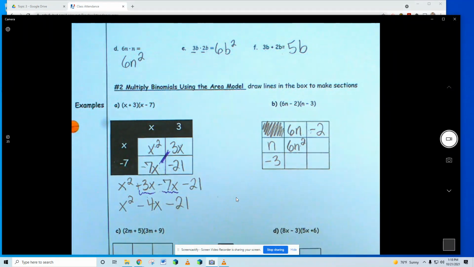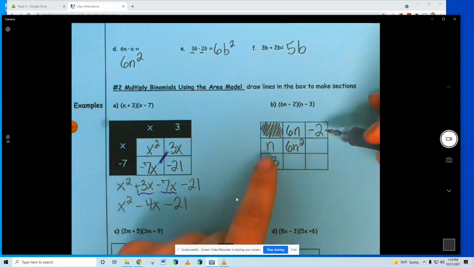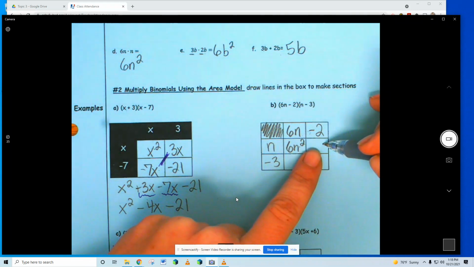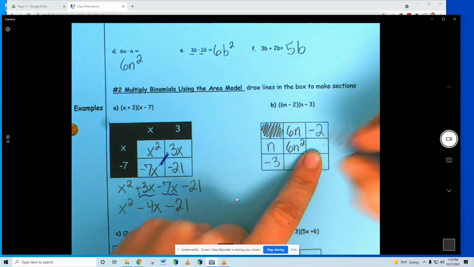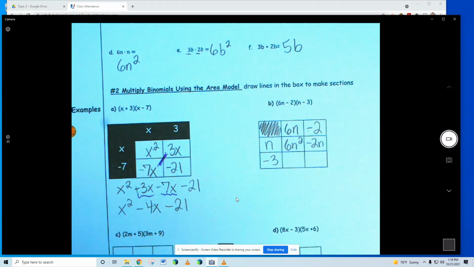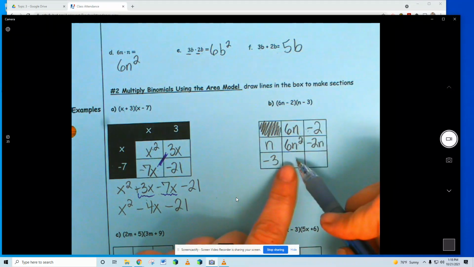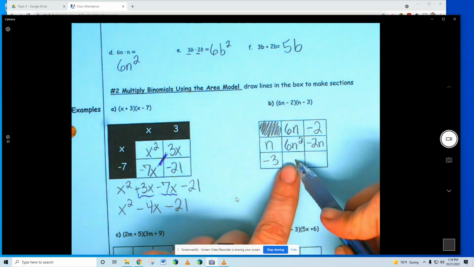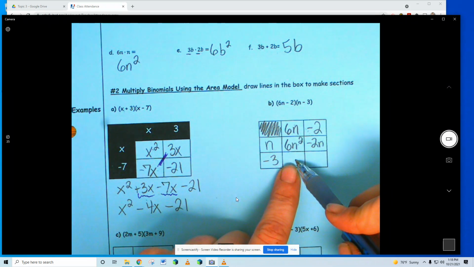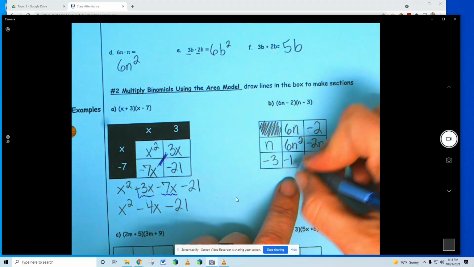All right, table 4, I need your help. No one else, just table 4. A negative 2 times an n. Table 4, negative 2 times an n. Yep, negative 2n. Okay, I'll go down to this lower box. A 6n times negative 3. 6n times negative 3. Table 5, help me. 6n times negative 3. Negative 18n, good.